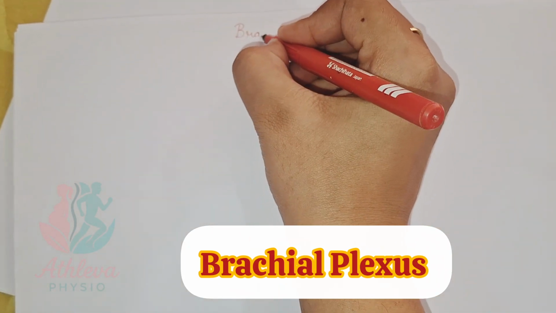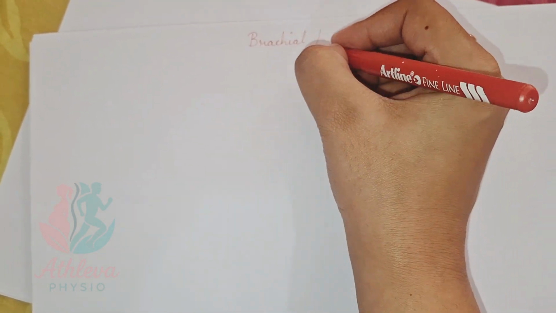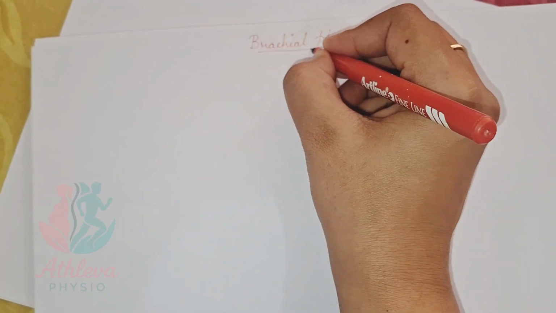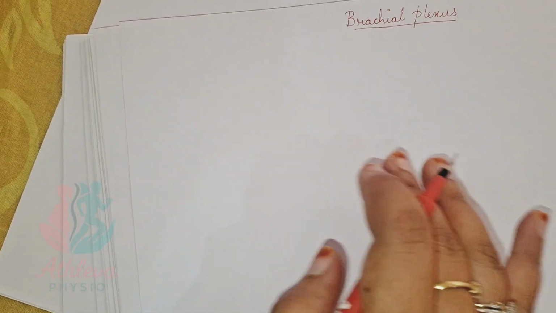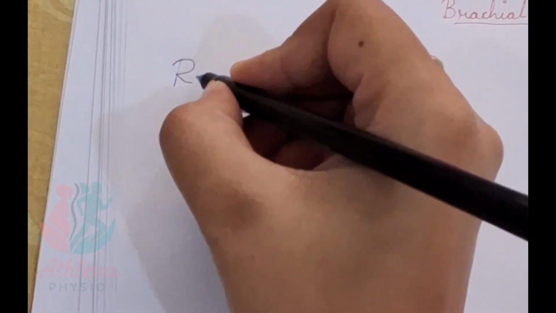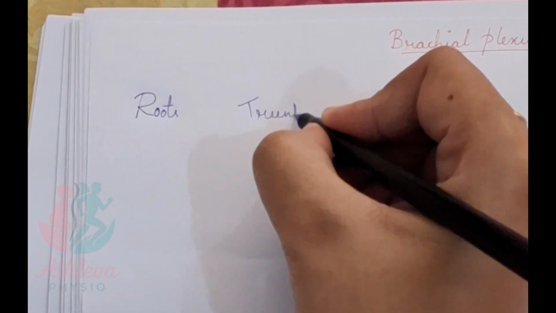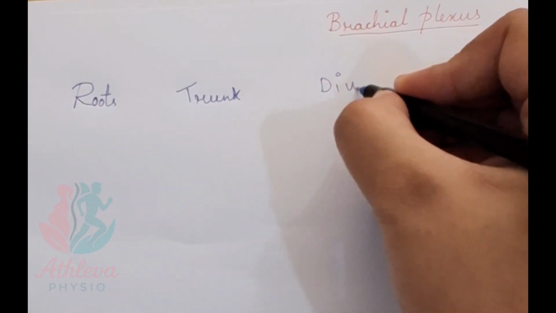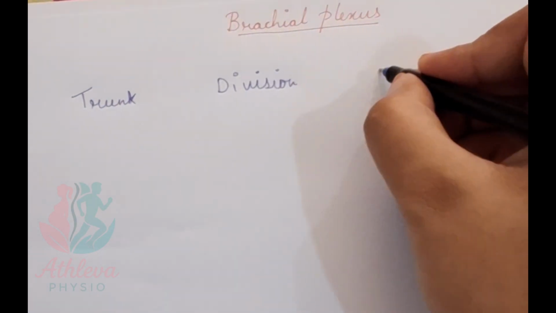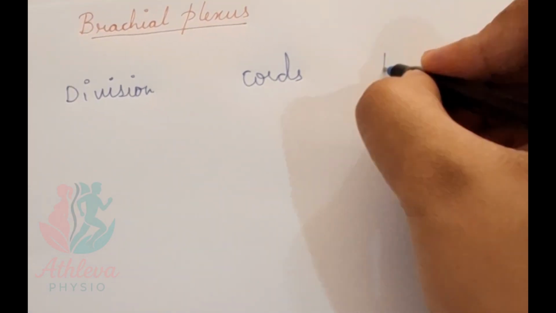Today we'll be speaking about the brachial plexus in an easy way. Now we'll be writing the headings: roots, trunk, division, cords, and branches.